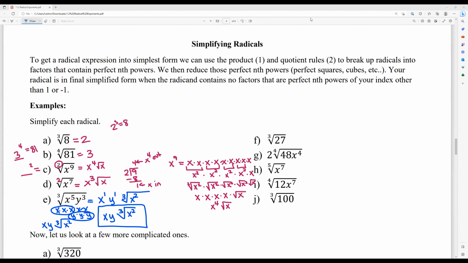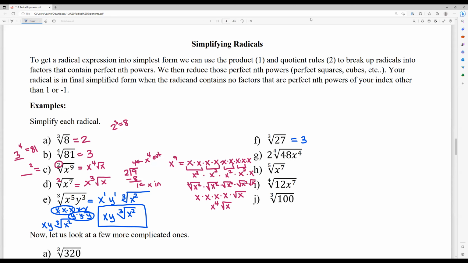All right, this is to finish up the video for 1.2 notes. So we are right here on simplifying radicals part F. We're looking at the cubed root of 27. So we have to ask, is this a perfect cube? Yes, it is. The cubed root of 27 is 3 because 3 times 3 times 3 is 27.